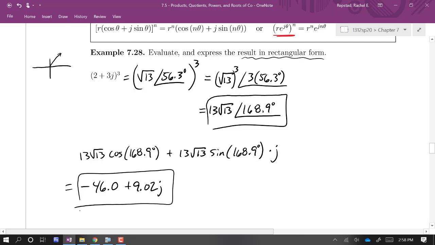Now this should jive when we think about this as a number. We found that its angle is at 168.9 degrees, and we did in fact get a number that is in the second quadrant, negative real, positive imaginary, and that's where the 168.9 degrees should be.